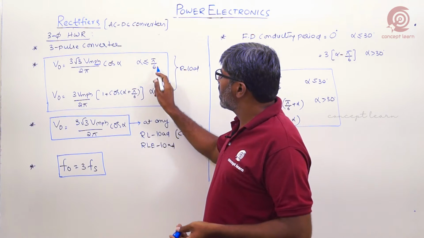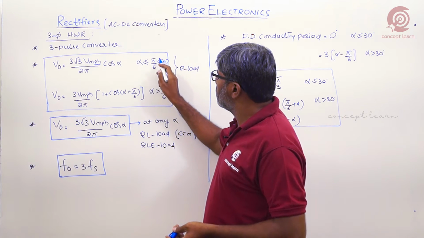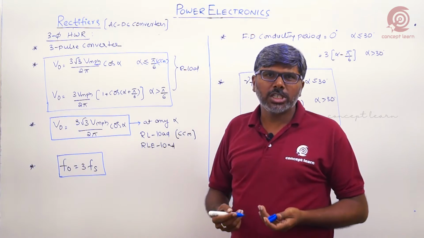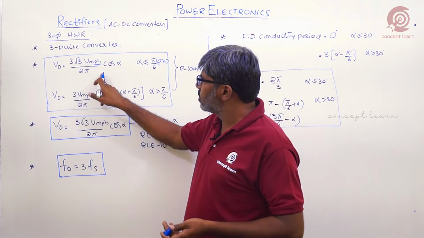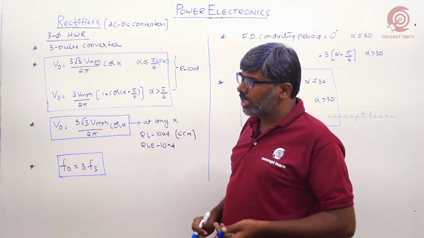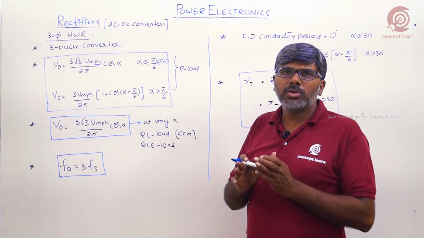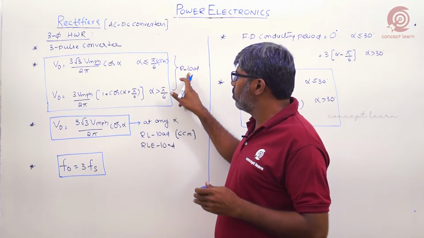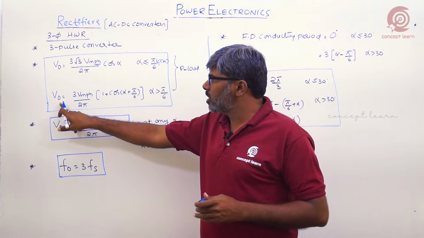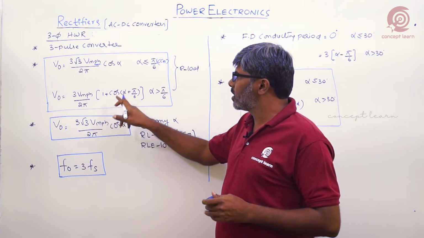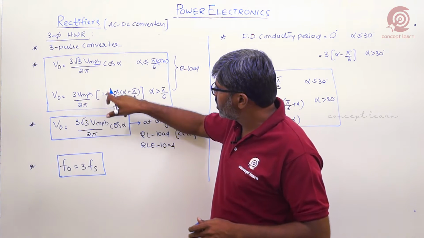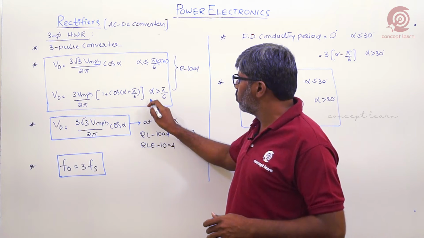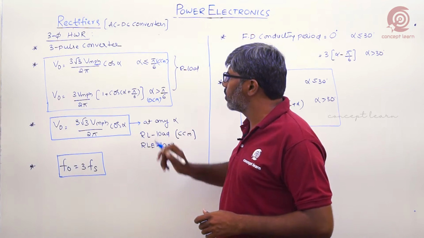So when alpha is less than or equal to 30 degrees, naturally we get continuous conduction mode even though the load is resistive. That is why we get this expression. If alpha is greater than 30 degrees, the operation would be discontinuous for the resistive load, so the expression is 3 Vm pH by 2 pi into 1 plus cos of alpha plus 30 degrees. So we have two different equations based on the firing angle for the resistive load. This is discontinuous conduction mode.